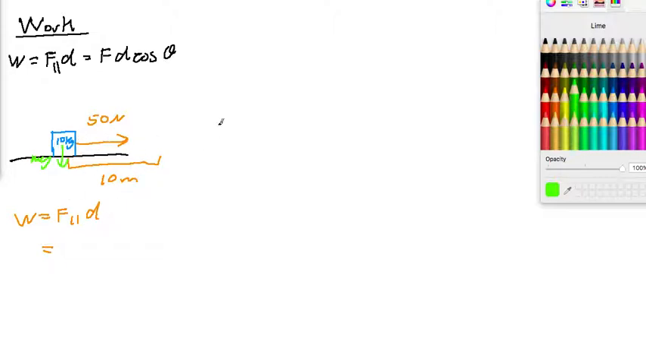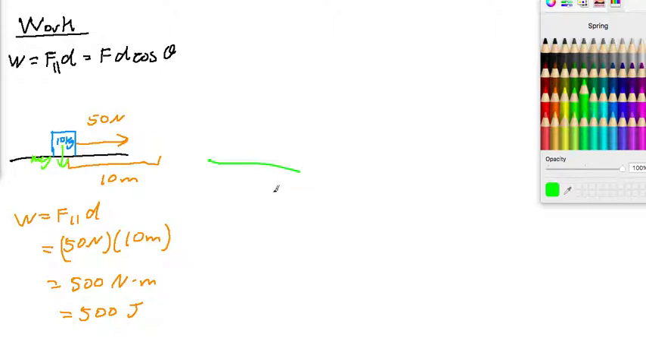So with that being said, it's going to be 50 newtons times your distance, which is just 10 meters. So that's going to be 500 newton meters, which we know as joules. All right, so now you say, okay, cool. What about if that's being pulled at an angle?